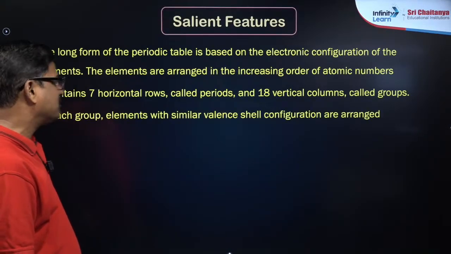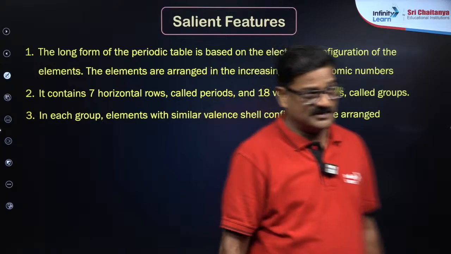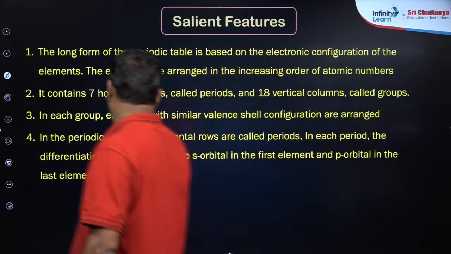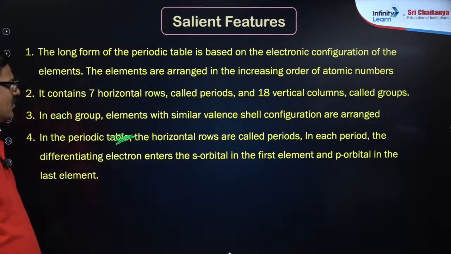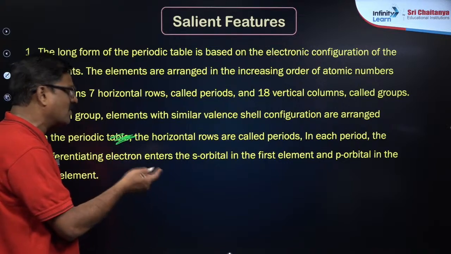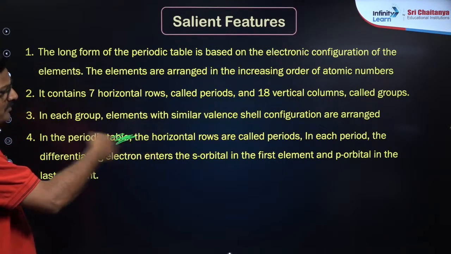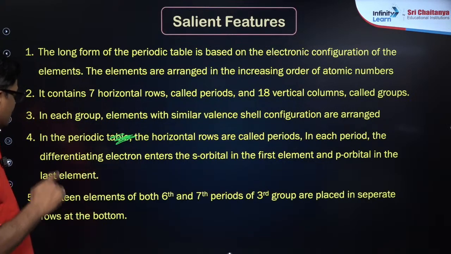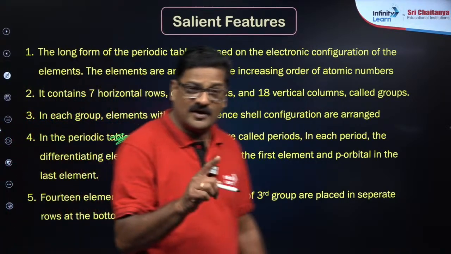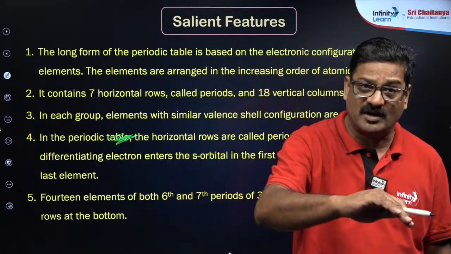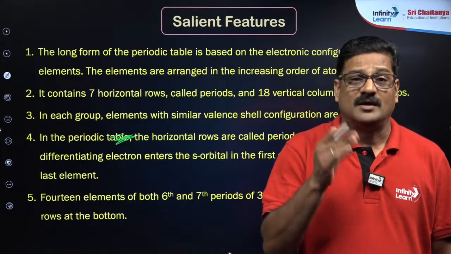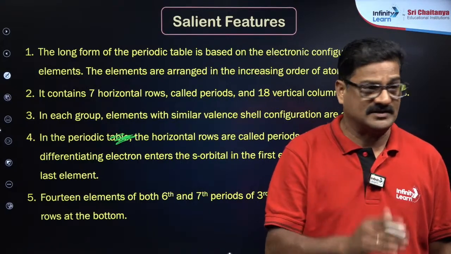In each group, the elements with similar valence electronic configurations are arranged, right? And in each period, the horizontal rows are called periods, the differentiating electron enters the s orbital in the first element, and the p orbital in the p blocks. 14 elements, you can see, are there in the f orbital. They are taken out of the periodic table and treated as f block elements. They include lanthanoids and actinoids.